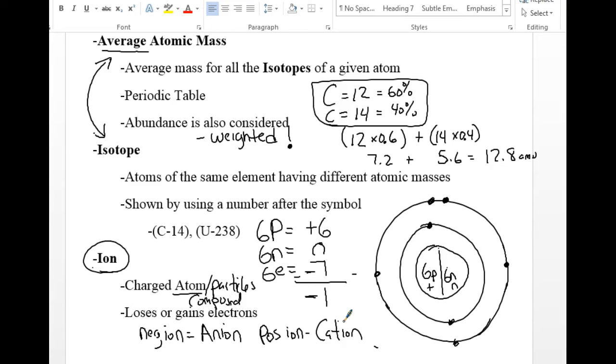And the next thing really after these notes is we're going to be doing average atomic mass. Hopefully this makes sense to you. Let me know if you have any questions. We'll be reviewing in class.